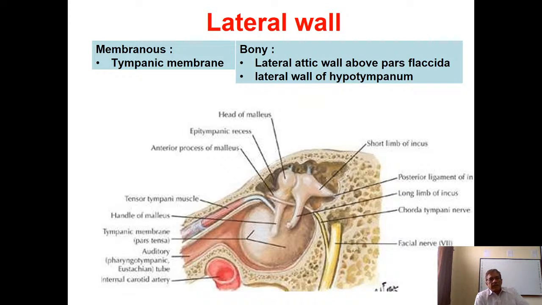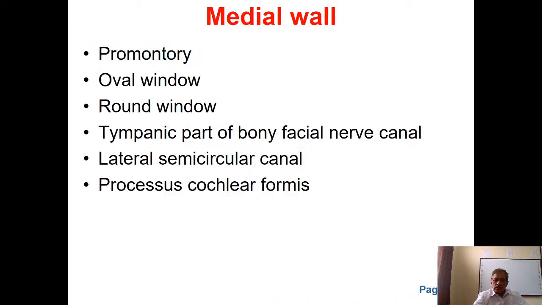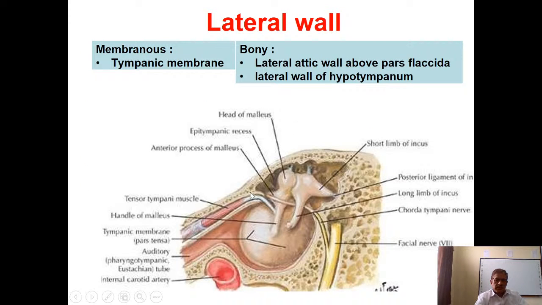In the lateral wall, there are several structures which we need to understand. The most prominent part, the major part of the lateral wall, is formed by the tympanic membrane, and above the tympanic membrane, that's the epitympanum. It is the bone, the temporal bone, which forms the lateral wall. So the major part of the lateral wall is formed by the tympanic membrane, and superiorly the epitympanum.